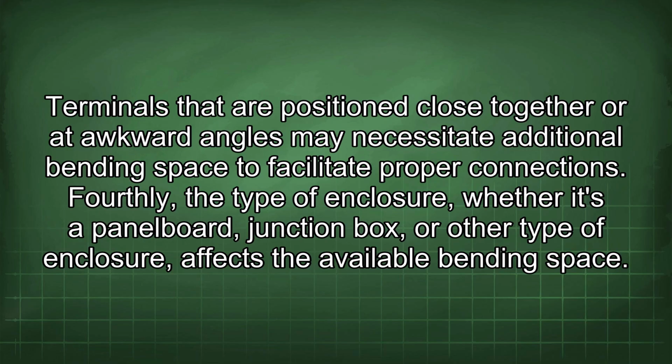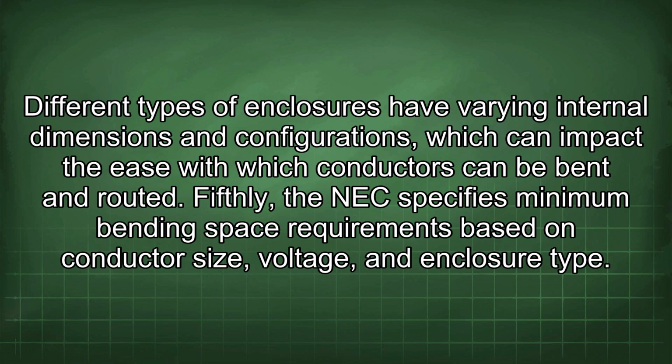Terminals that are positioned close together or at awkward angles may necessitate additional bending space to facilitate proper connections. Fourthly, the type of enclosure, whether it's a panel board, junction box, or other type of enclosure, affects the available bending space. Different types of enclosures have varying internal dimensions and configurations, which can impact the ease with which conductors can be bent and routed.